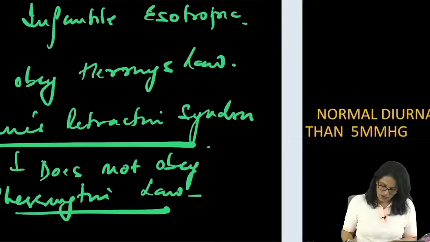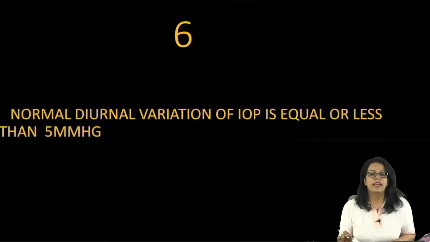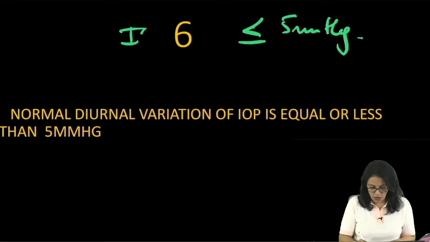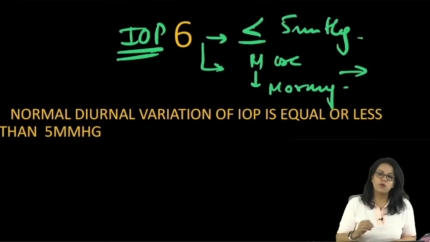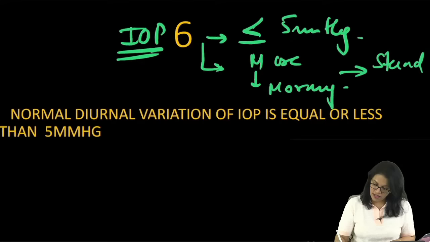Chalo, next step batao. Number 6, normal diurnal variation of intraocular pressure is equal to or less than 5 mmHg. Everybody knows this. What is the normal variation? It is always less than or equal to 5 mmHg, if I talk about the intraocular pressure, correct? Okay, question: when is it more, when is it less? So you will learn, it is M for M, it is always more in the mornings. Why is your intraocular pressure more in the morning? We all know, because steroid levels are more in the morning.